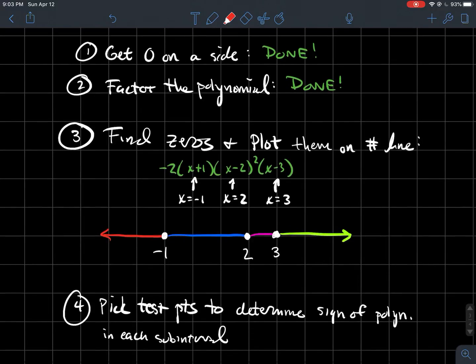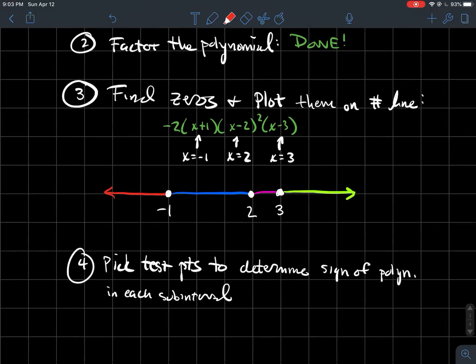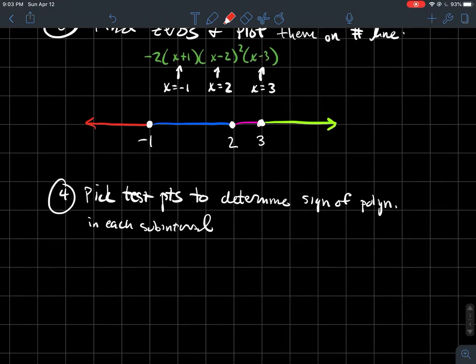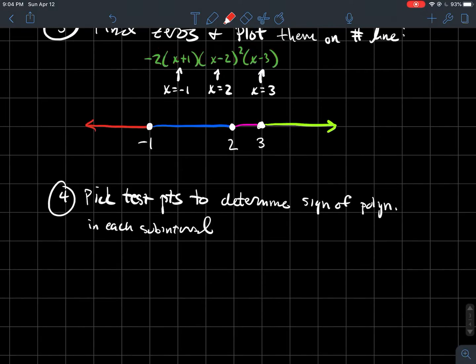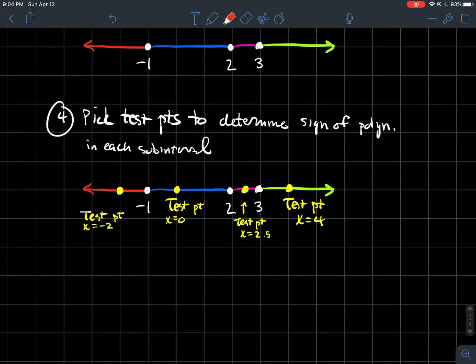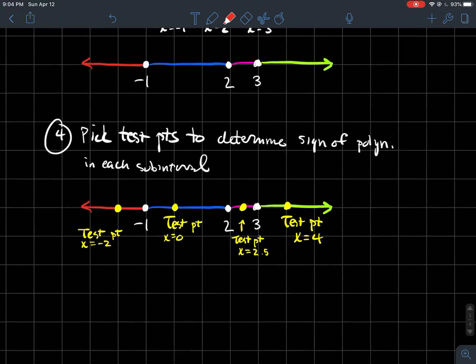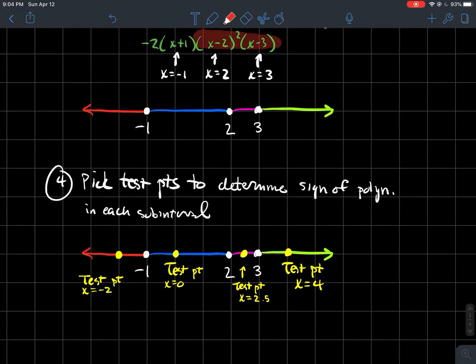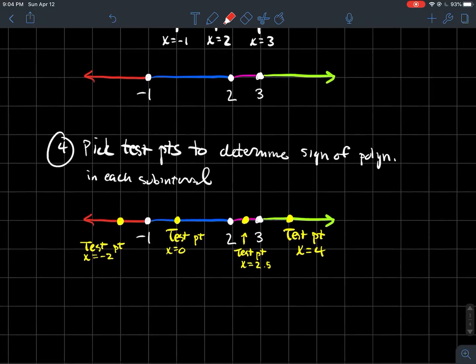On to step 4, pick test points in each one of those subintervals, again to figure out the sign of your polynomial, which is in red above here, in each one of these subintervals. I just copy pasted my number line, and I'm telling you what test points I decided to pick. You don't have to pick the same ones I did. Just pick any point in that red interval, any point in that blue interval, and so on. We'll plug those into your polynomial that I'm highlighting up here in red. Plug those in for x and see what kind of number you get, positive or negative.